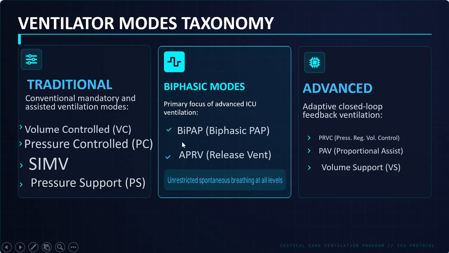In this mode, you can use BiPAP. You can use high pressure, PEEP, and respiratory rate. APRV release ventilation: you can use high pressure and low pressure. Unrestricted spontaneous breathing at all levels. The patient can take a breath during inspiration and expiration. And advanced mode includes pressure regulated volume control, proportional assist, and volume support.